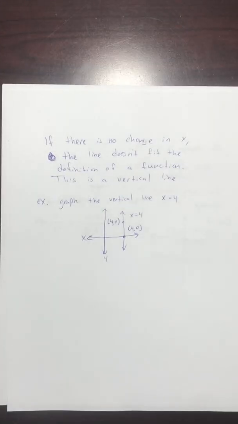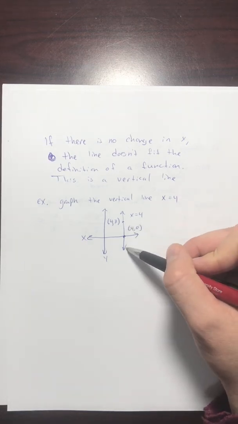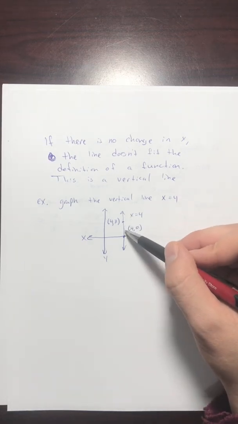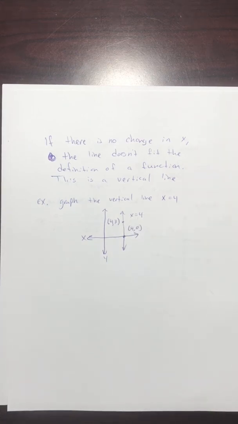So if there's no change in x, the line doesn't fit the definition of a function, and this is a vertical line. So, just graphically, if you have a vertical line, there's no change in x, no matter what. In this case, x is always 4. So if there's no change in x, that means every ordered pair is going to have 4 as the x component. Now remember, the definition of a function is for every valid input there exists a single possible output.